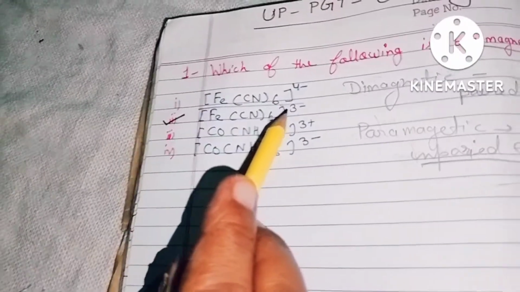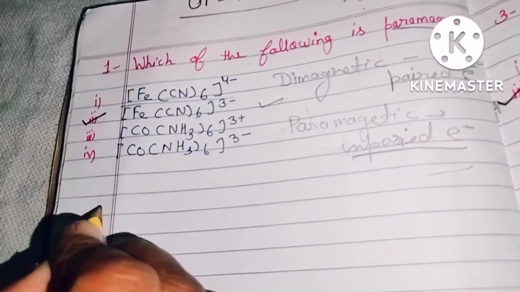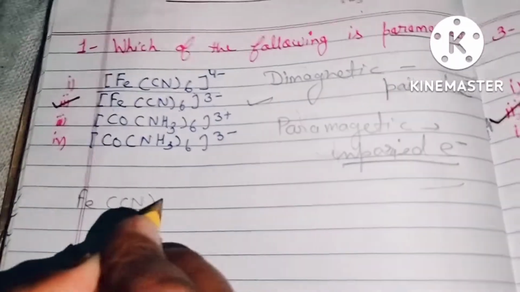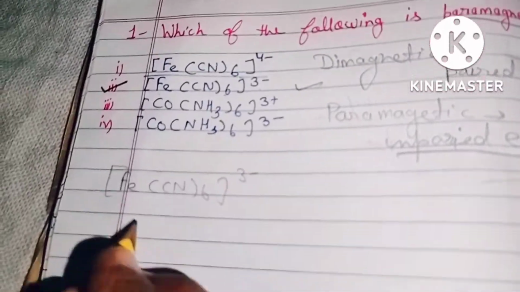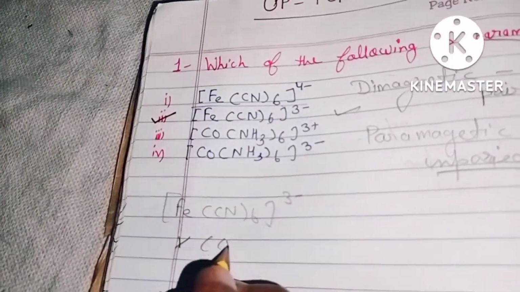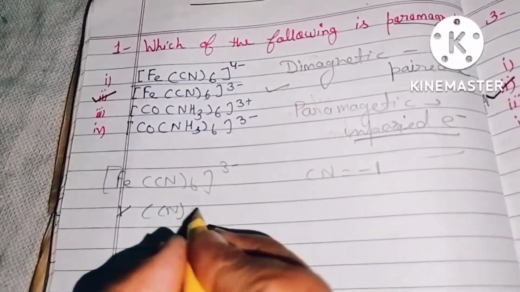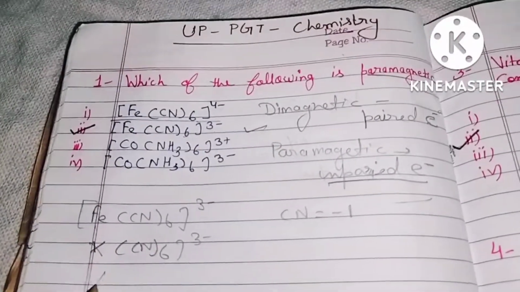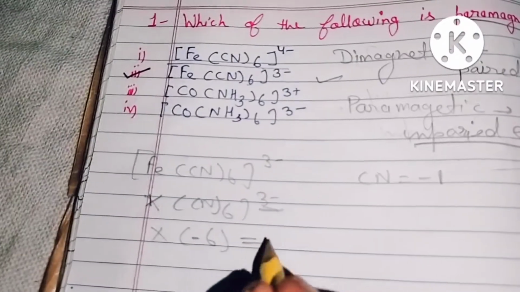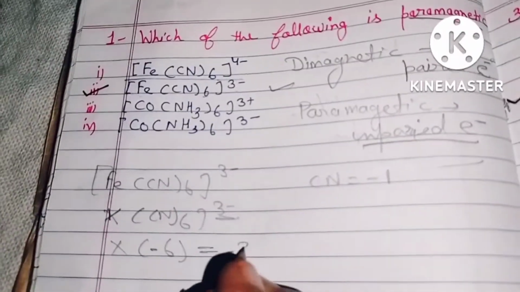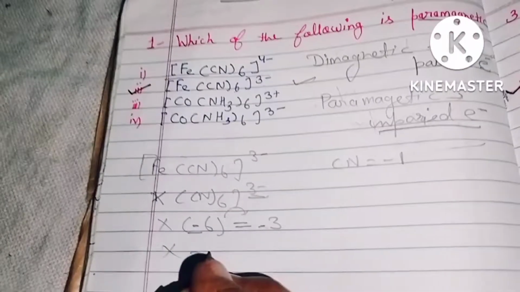[Fe(CN)6] with charge minus 3. Let us try solving this example. We find the oxidation number of Fe in [Fe(CN)6]. Let Fe be X, CN is minus 1, six of them, and the bracket charge is minus 3. So X minus 6 equals minus 3.